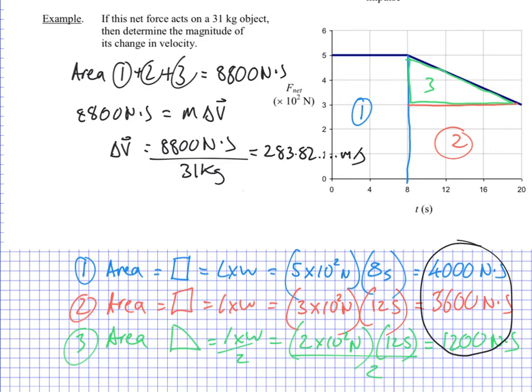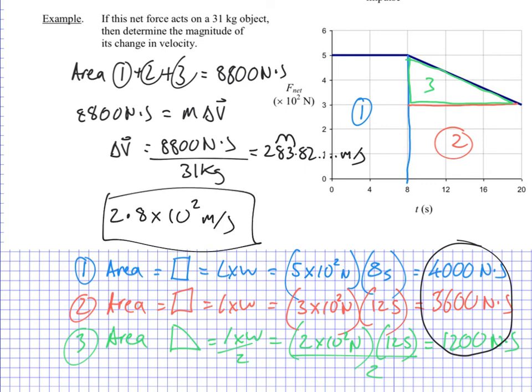So I'm just going to check my significant digits. Oh, well, I've got 2, so I need to make this 2 significant digits. I'm going to have to change this to scientific notation. So I'm going to say it's 2.8 times 10 to the 2 meters per second. That's the change in velocity.